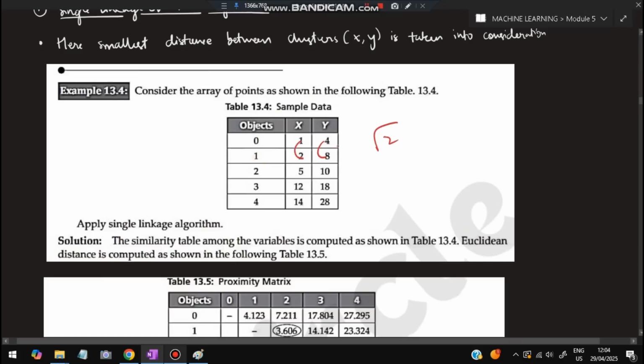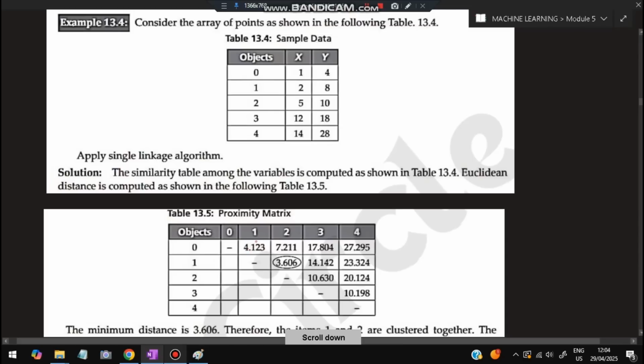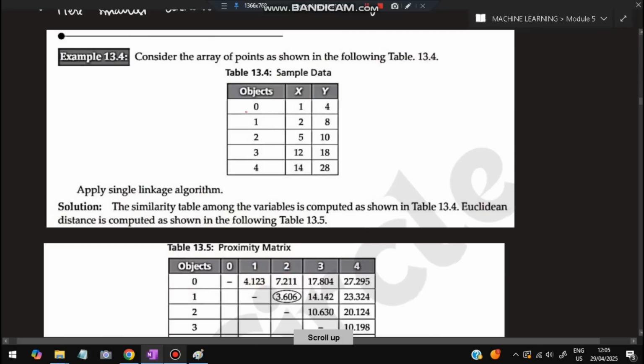Okay, when we do that, we'll get an answer. That answer we'll be writing here. That is the distance between object 0 and object 1. Like that, we'll calculate the distance between object 0 and object 2, object 0 and 3, object 0 and 4. This and this, what's the distance? This and this, what's the distance? Like that, we'll calculate. Okay, so that is the same Euclidean formula we are using.